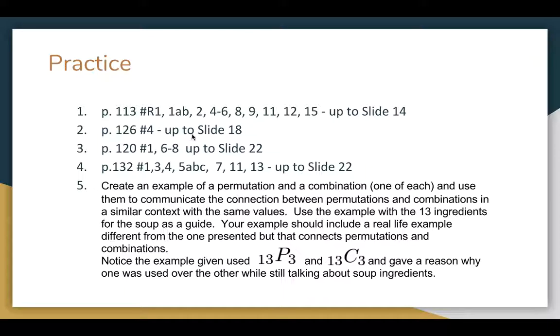So here are some questions, and this question here is what we want to get to: how do you explain this? Create your own example, very similar to the soup question, using the same values, 13P3 and 13C3, but giving a reason why order would matter versus not mattering.